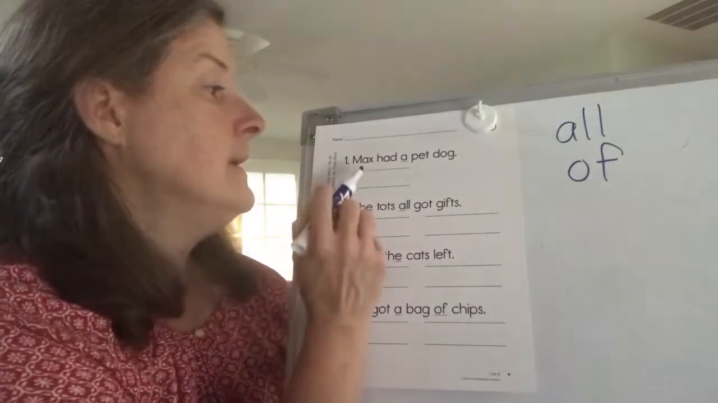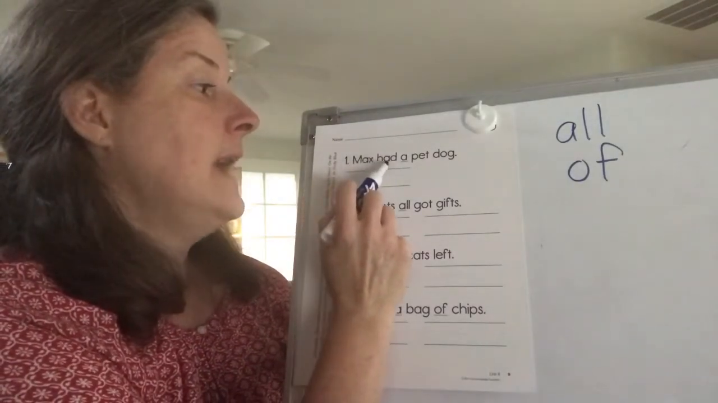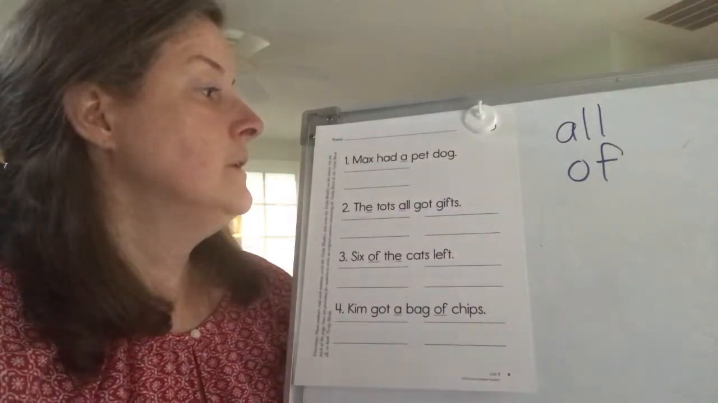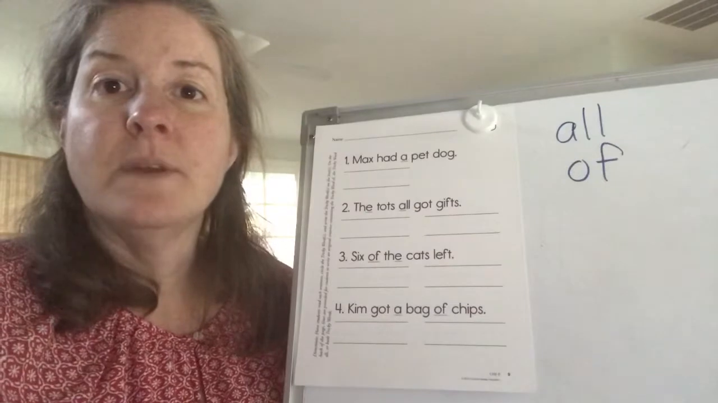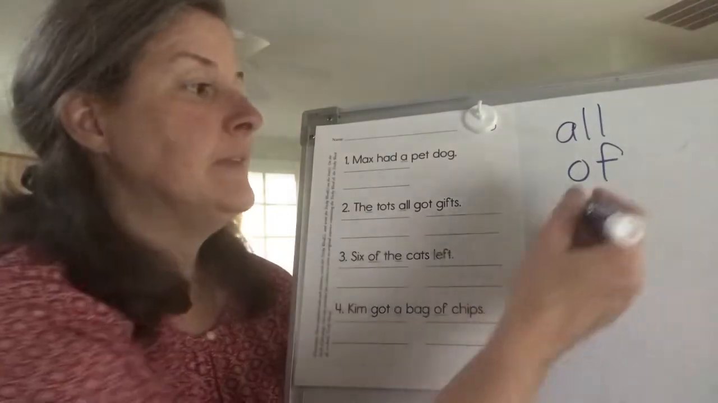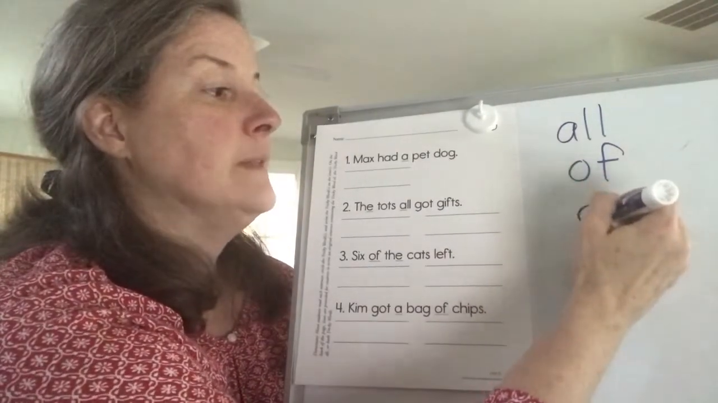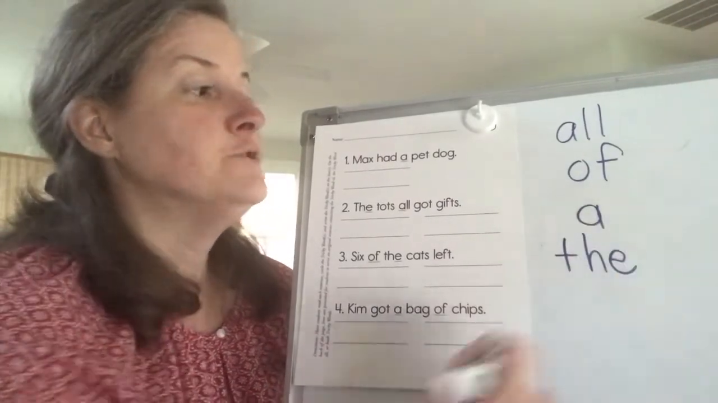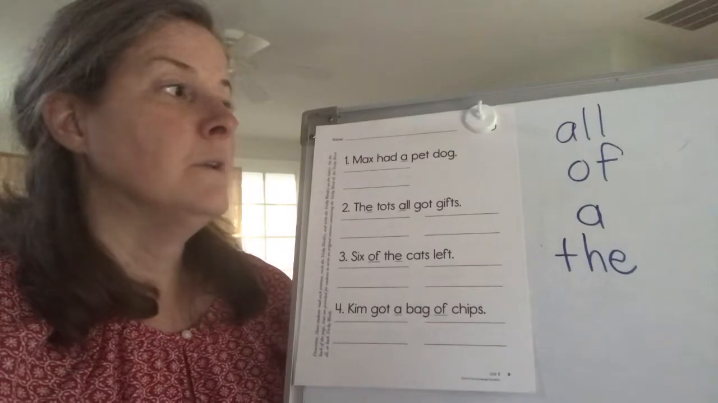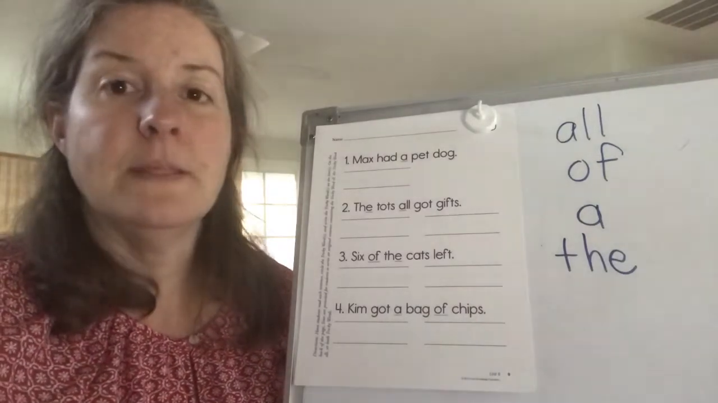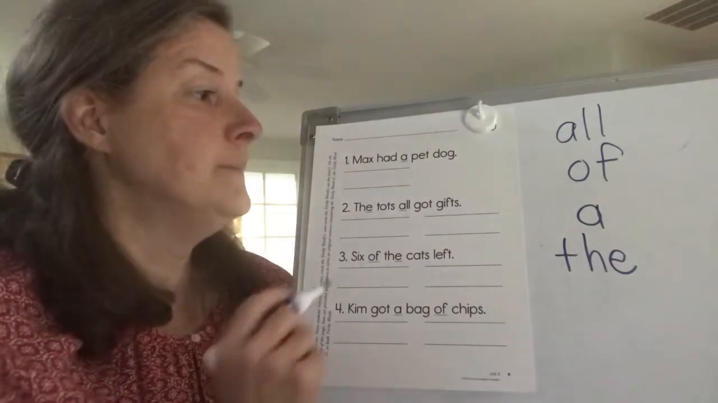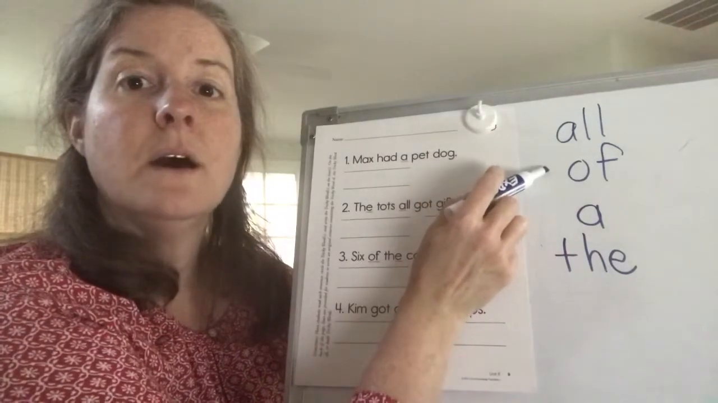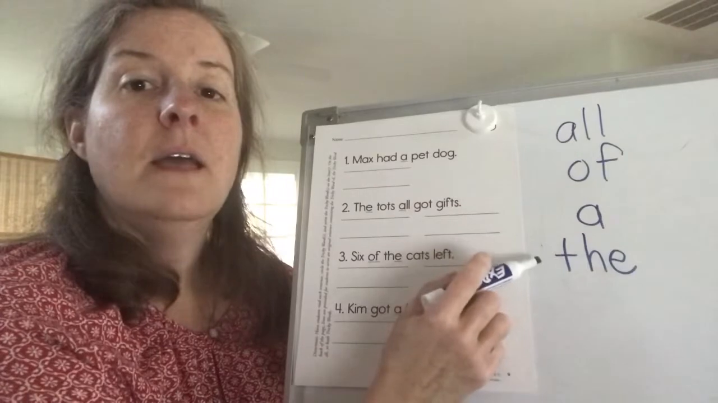So let's read. Max had a pet dog. Which one of those is a tricky word that we've learned? Let me write the other two down for us. Yesterday we learned a and we learned the. So these are the 4 tricky words. Tomorrow we're going to review all of them before we learn any new ones. Okay? So we have all, read them with me, all, of, a, and the.